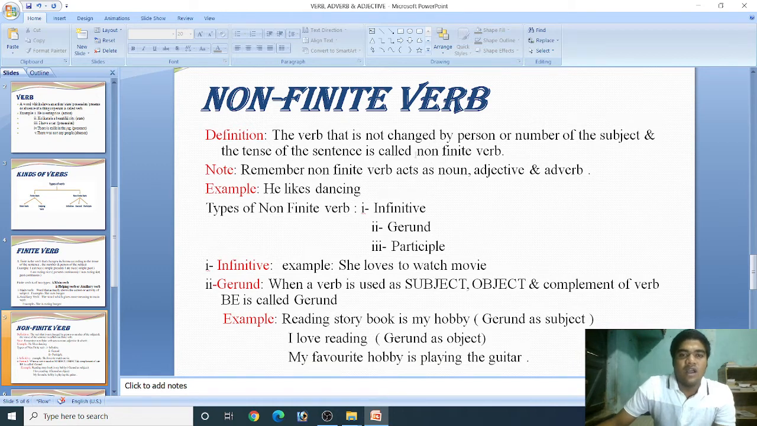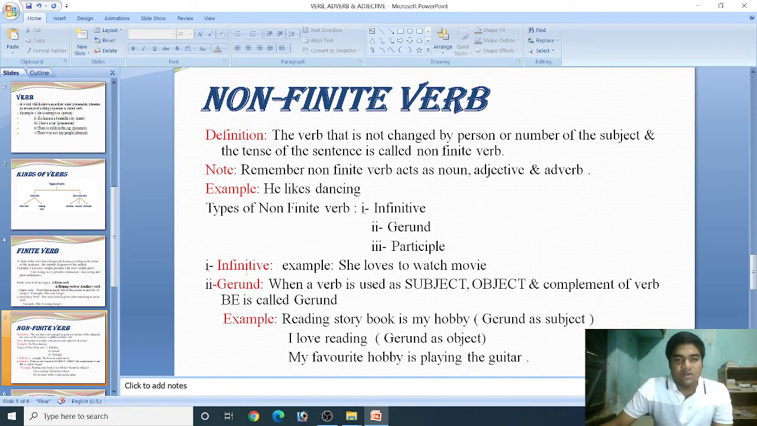Just remember this note. Now we'll understand the types of non-finite verb. We have three types of non-finite verb: infinitive, gerund, and participle. Sometimes we get confused by these words. What is infinitive, what is gerund, what is participle? Don't be confused at all. Just remember, all are non-finite verbs. Let us discuss every one of them very briefly.